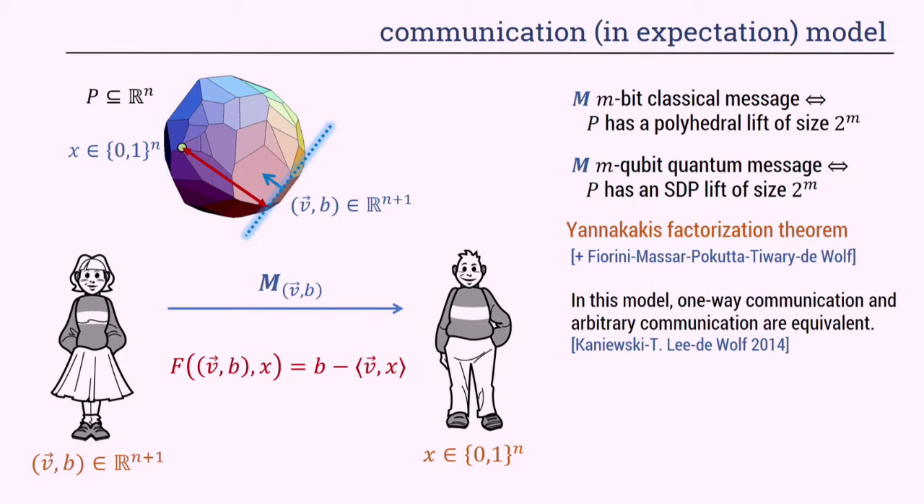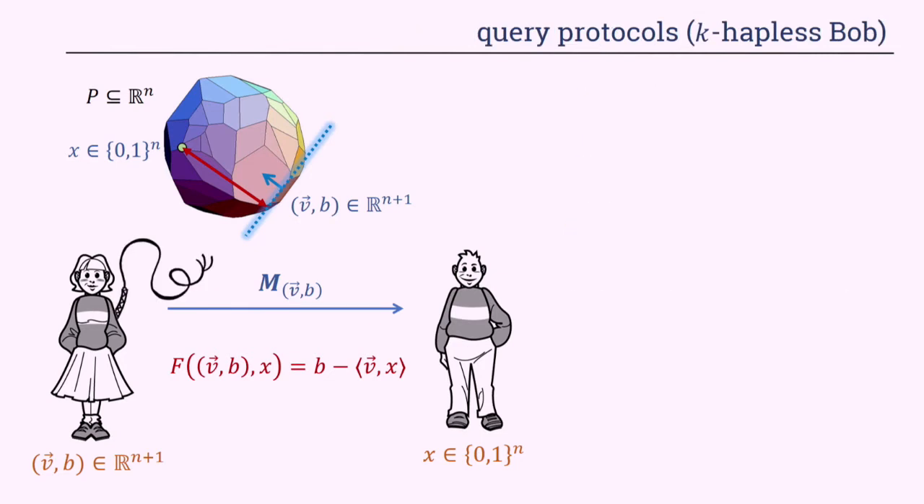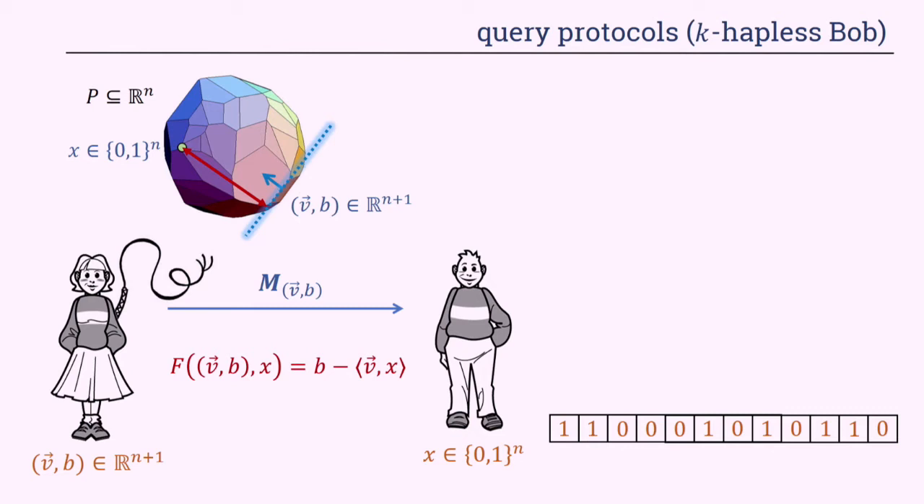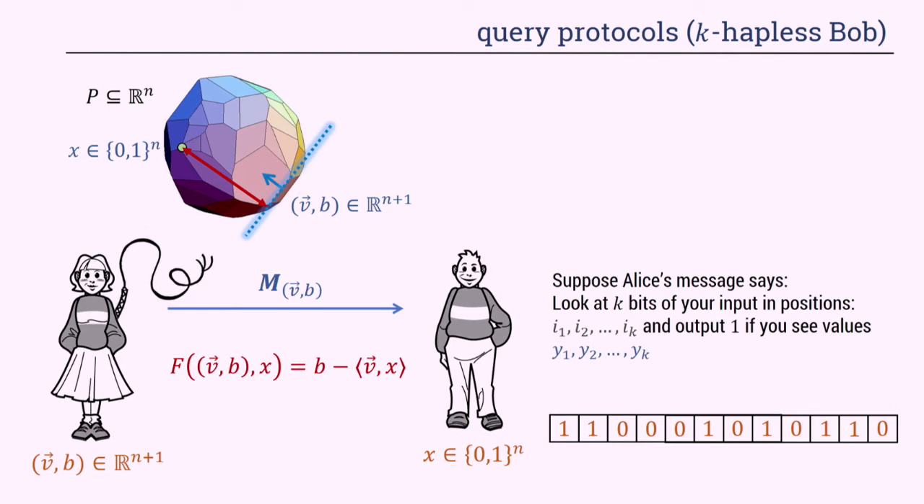And now I want to consider a very special form of communication, where Alice is a bit dictatorial. I'm calling it the hapless Bob protocol. So Bob is not going to get to do anything interesting in this form of protocol. Let me describe it first classically. Bob has this bit string, and a k-hapless Bob protocol, or a query protocol, is where Alice just says, Bob, here are the names of some bits.